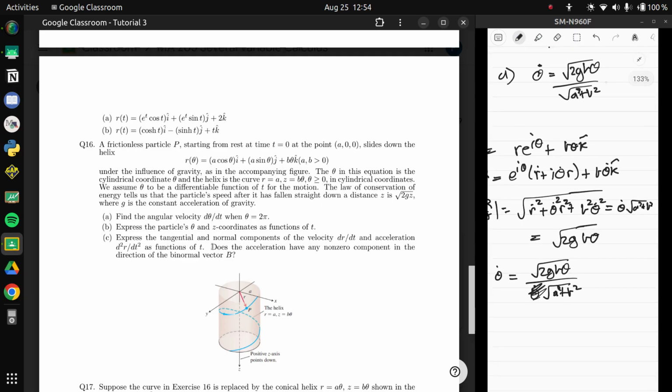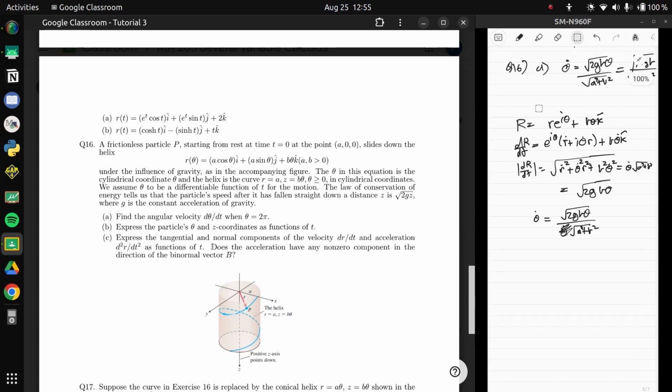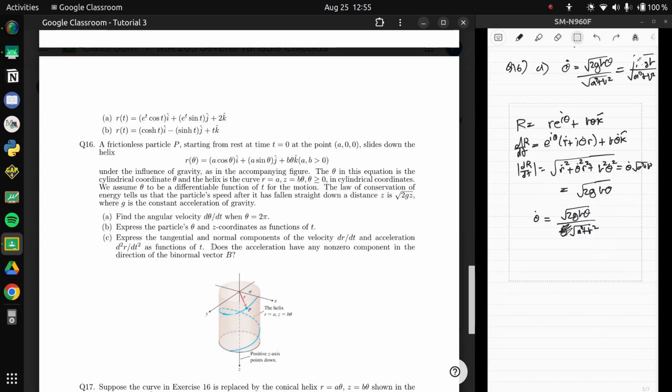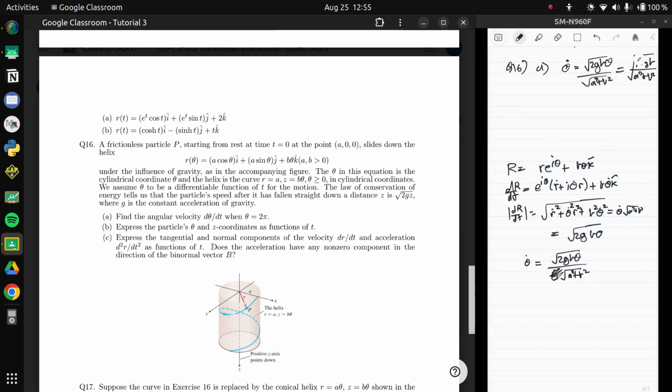Which in this case, since theta is 2 pi, is square root of 4 pi gb upon a squared plus b squared. Amazing. That is part A. So to part B. Part B is: express the particle's theta and z coordinates as functions of time.